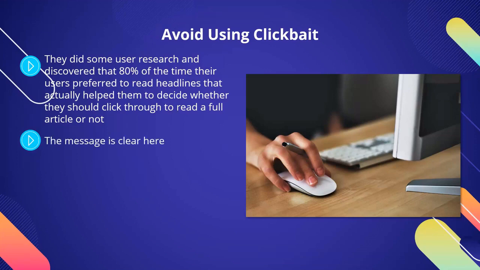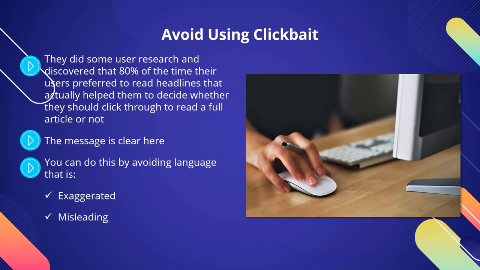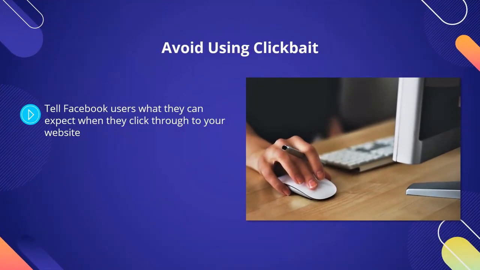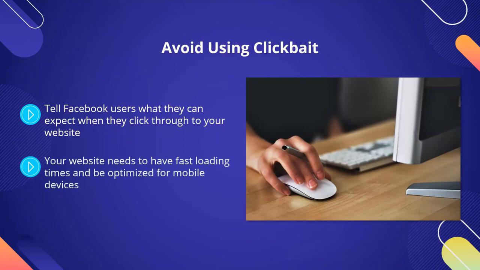When you are creating your post for Facebook and you want users to click through to your website, don't use headlines that they will consider clickbait. You can do this by avoiding language that is exaggerated, misleading, and sensational. Tell Facebook users what they can expect when they click through to your website. This will help them to make the decision to click or not, and will keep you in Facebook's good books as well. When a user clicks through to your website, make sure that the content is related and that it is engaging. Keep them on your site as long as possible. Your website needs to have fast loading times and be optimized for mobile devices. You may think that this is obvious, but there have been thousands of examples where this was not the case, and there still are today.